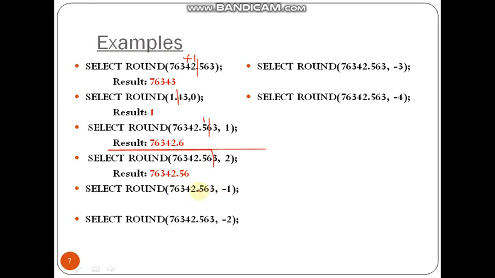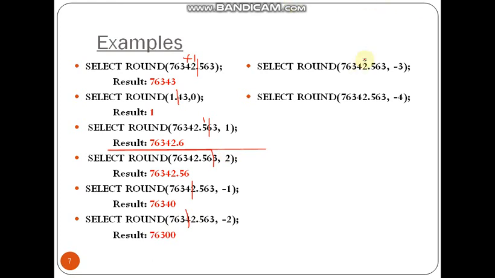If we give a negative value, it looks to the left of the decimal place. Minus 1 means up to this. The digit coming to the right is 2, so we don't need to add anything. We are just rounding to 40. Otherwise, it may be 50. Because it is 2, it is 40. 76340 is the answer. Then in this case it is minus 2. Minus 2 means up to this. Here 4 is coming, so we are rounding to 76300. That is the answer.